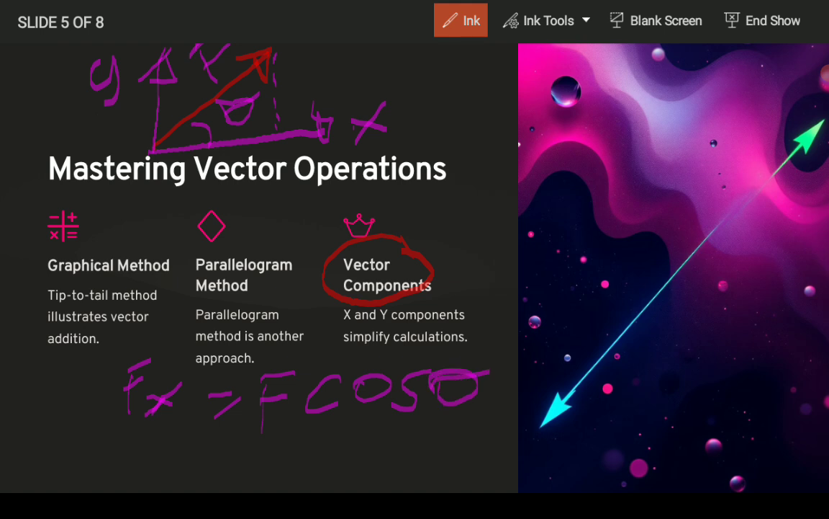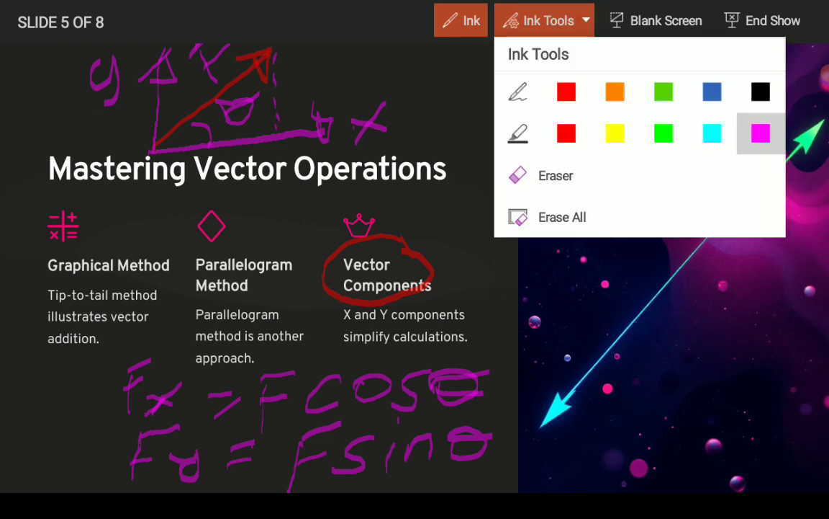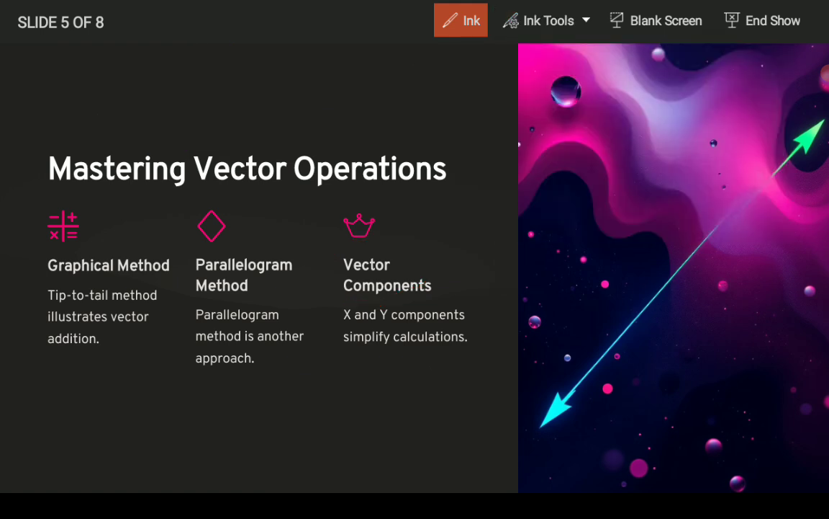Remember, this is just the introduction to the topic of vectors and scalars. The vector in the y-axis will simply be the force multiplied by the sine of angle theta. So F cos theta and F sin theta are called components of the vector F. We'll look at the details of this when we start looking at the more serious examples.